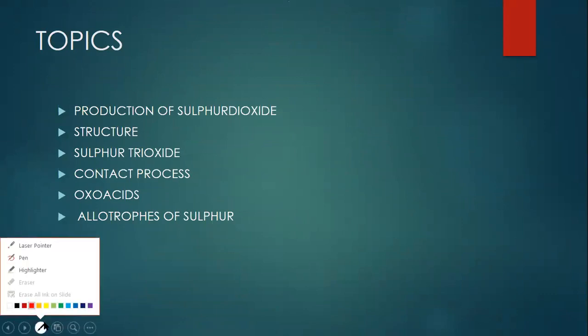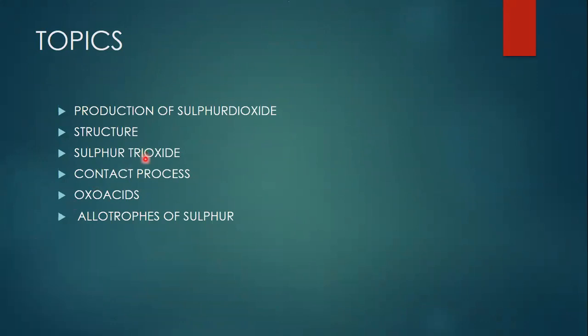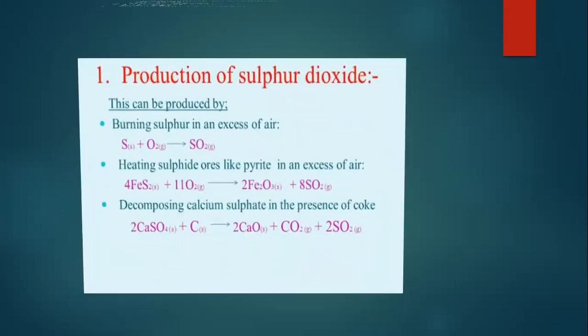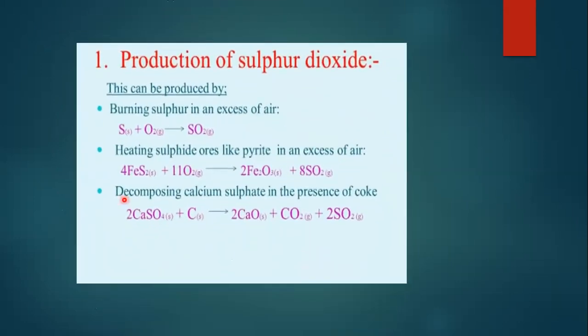production of sulfur dioxide, its structure, sulfur dioxide, contact process. Through contact process, we are going to produce sulfuric acid. After that, we are dealing with oxo acids and allotropes of sulfur. Now, we start with production of sulfur dioxide.